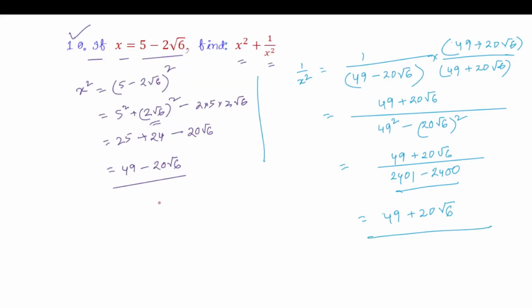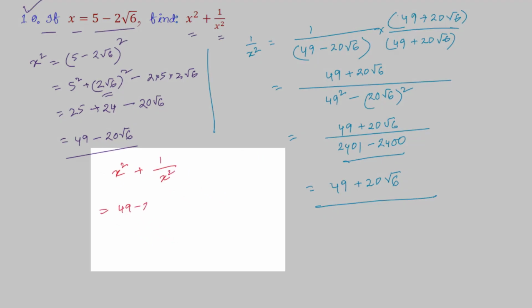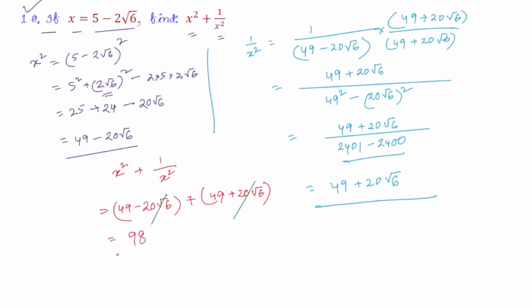But we have to find x square plus 1 upon x square. So x square is 49 minus 20 root 6. This is x square plus 1 upon x square is 49 plus 20 root 6. So you see this one and this one will get cancelled, and finally you will get that is equal to 49 plus 49 is 98.